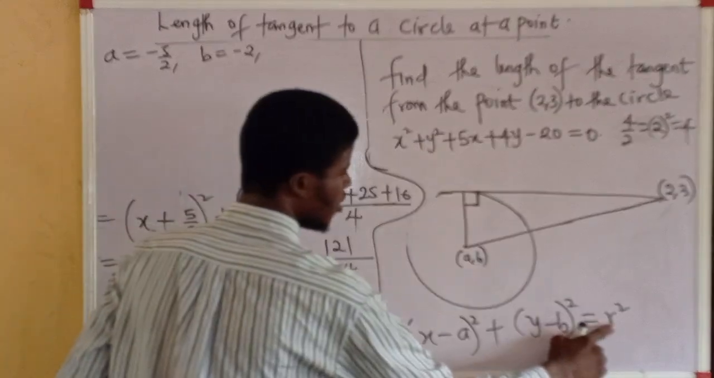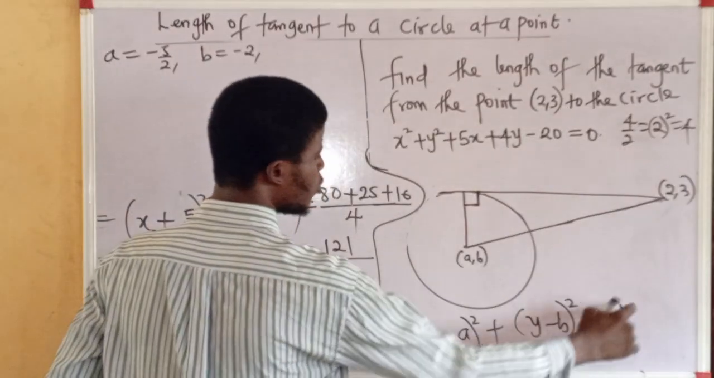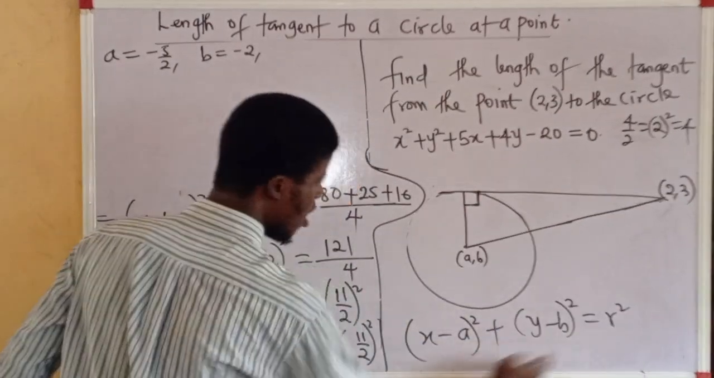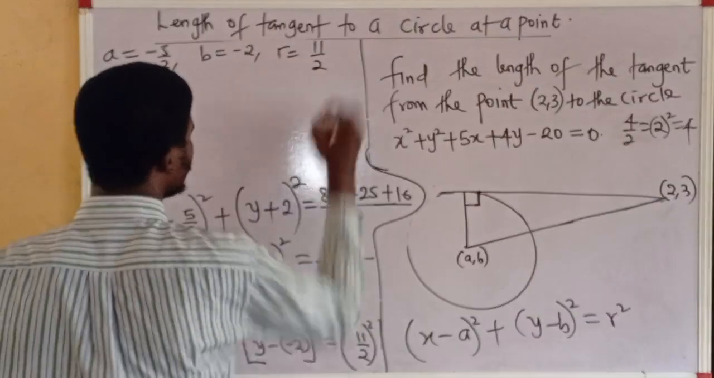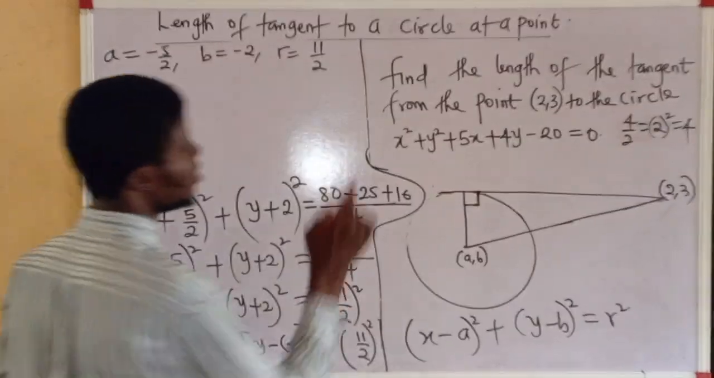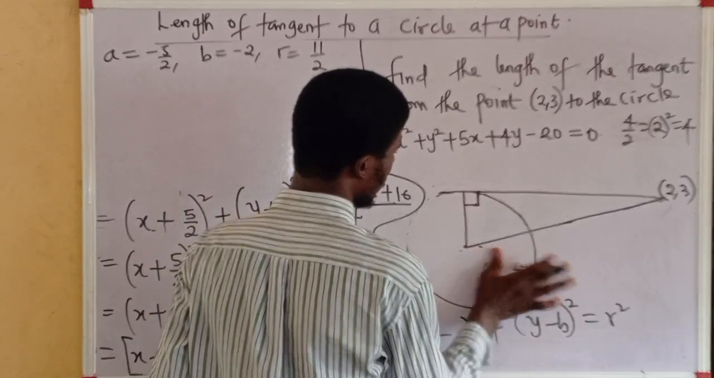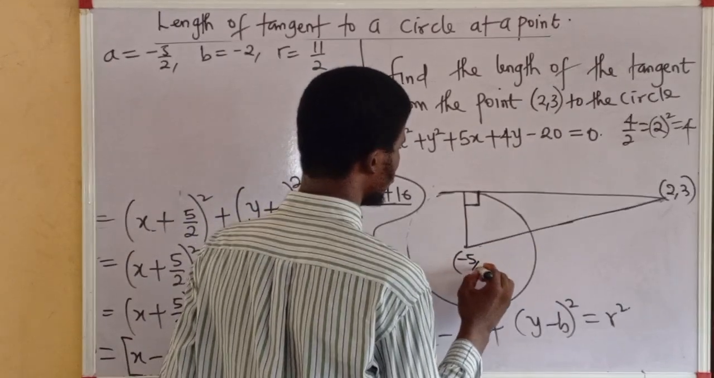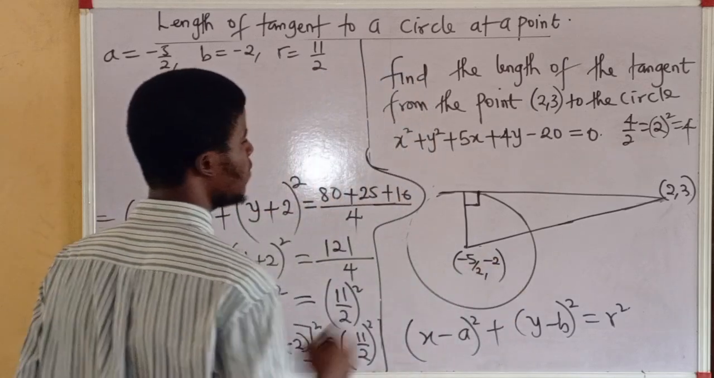So the radius of the circle is 11 over 2. You can see r squared. So equating the powers, it means that the bases are the same. r is equal to 11 over 2. So the radius is 11 over 2. So for this particular circle that we're talking about here, the center is what? Minus 5 over 2, comma, minus 2. And the radius is 11 over 2.